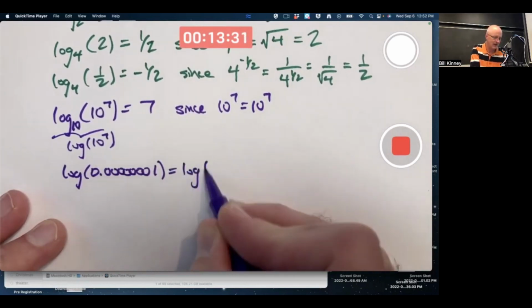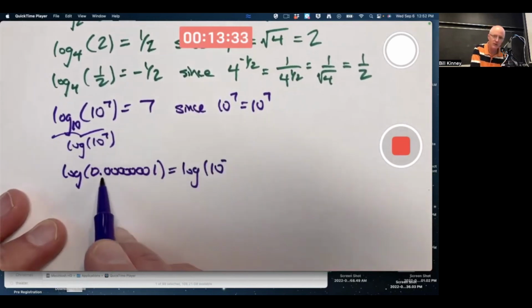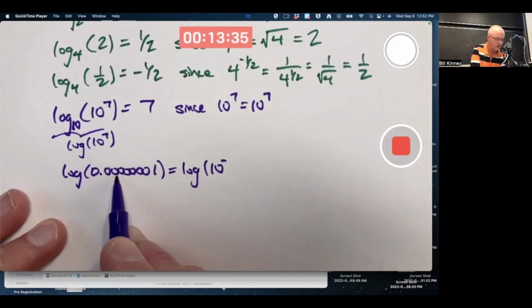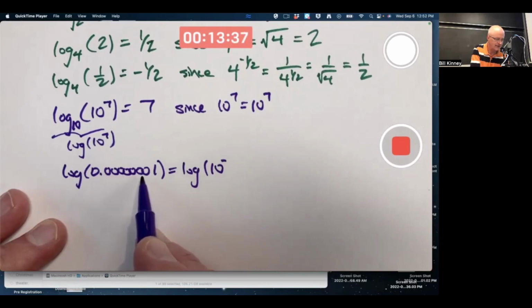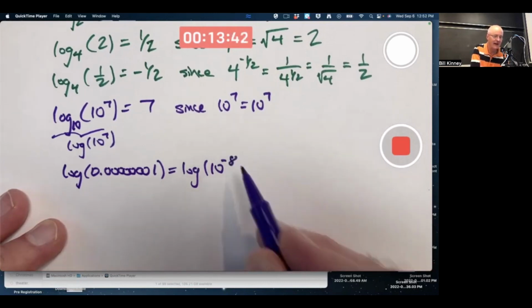In scientific notation, that's 10 to the negative what? Let's see, I'd have to move the decimal place 1, 2, 3, 4, 5, 6, 7, 8 spots to get it just to the right of the 1. That's 10 to the negative 8.